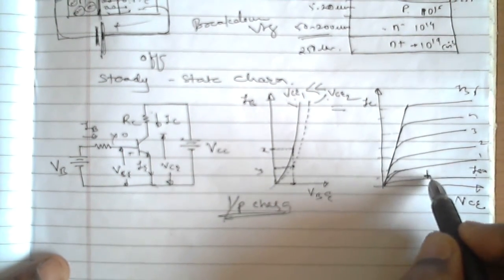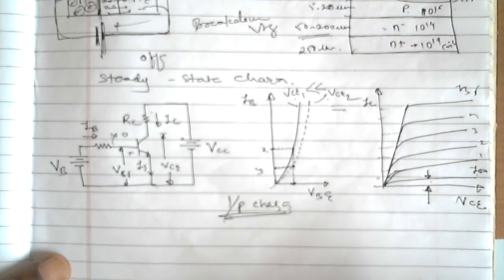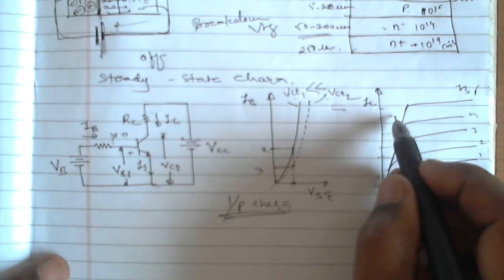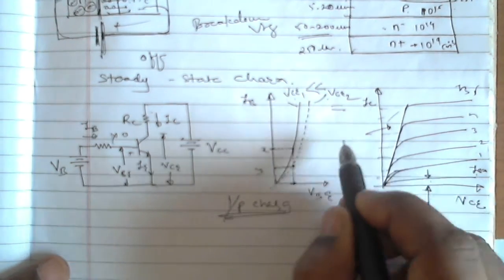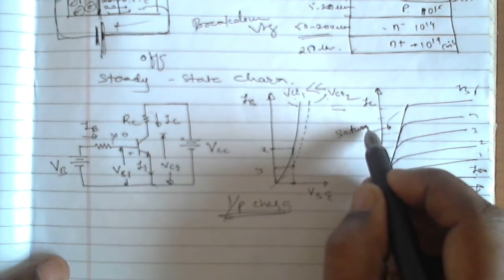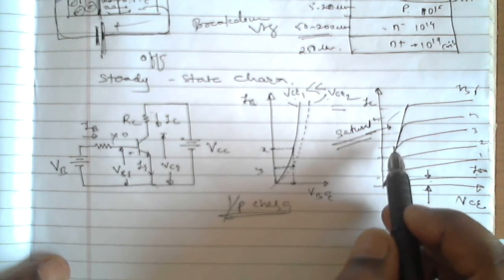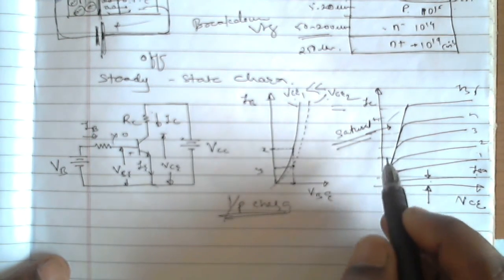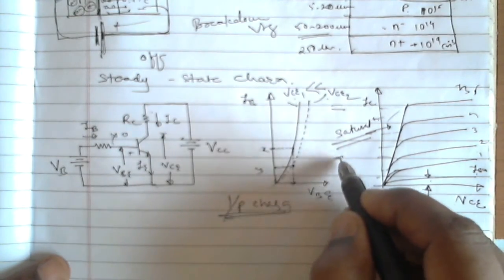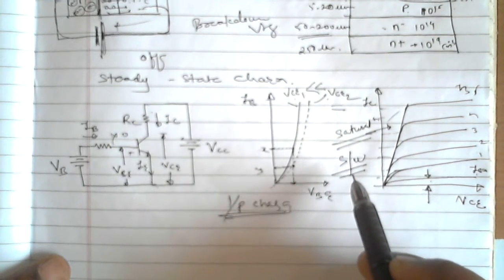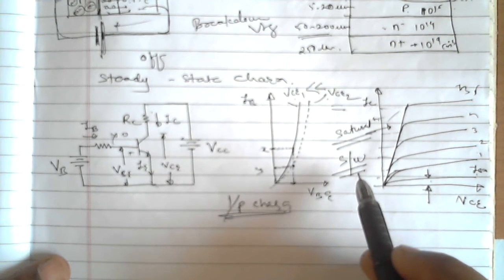This current is nothing but a leakage current. Now the region here is called the saturation region. Are you getting it? This region is called the saturation region. Very important point: in the saturation region, your transistor will act as a switch.